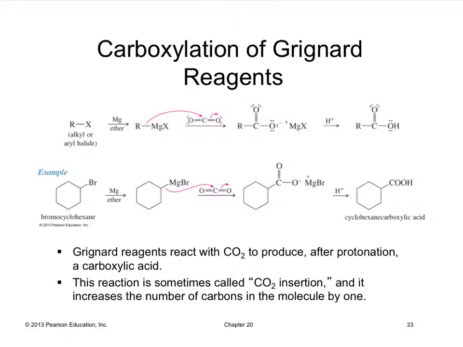You can take Grignard reagents, so here's an alkyl halide, make it into a Grignard. This then reacts with carbon dioxide. Again, nucleophilic attack, and then this will generate the carboxylate, and then in the presence of protonated water, it'll generate the acid. This reaction is sometimes called CO2 insertion, and essentially increases the number of carbons in the molecule by 1.